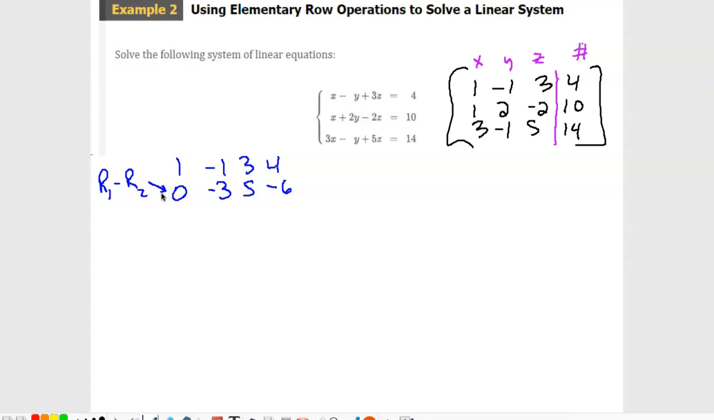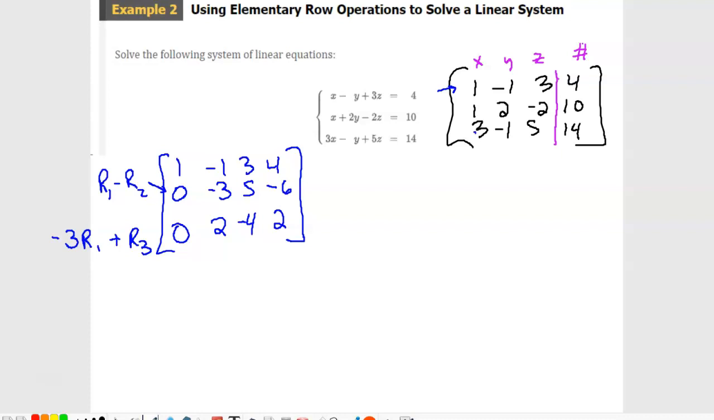And then I'm going to try to cancel out the x's again. So let's take row 1, but I'm taking negative 3 times row 1, and I'm going to add that to row 3. So I'm taking 3 times each of these values in row 1 and adding it to this. Negative 3 times 1 is negative 3, and negative 3 plus 3 is going to give me 0. That's going to give me 0 there. So I carried that out.